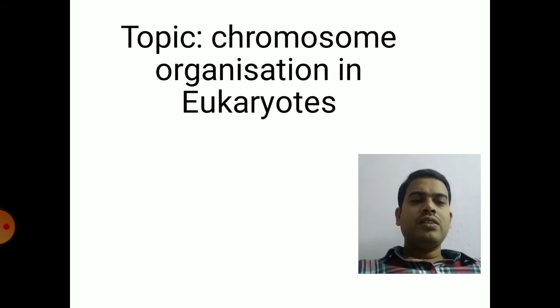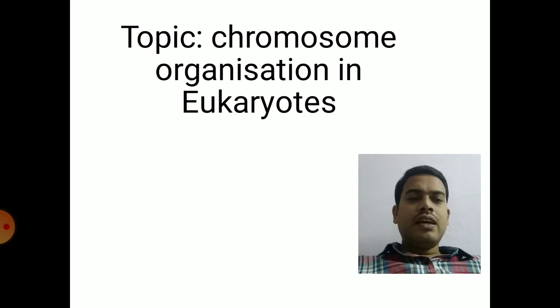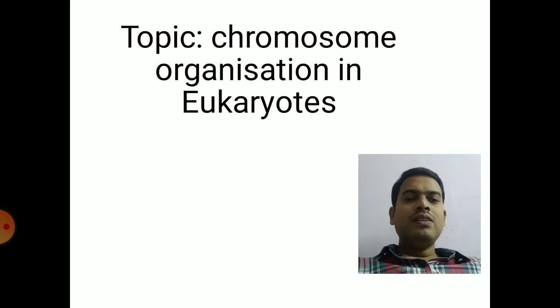Today's topic is chromosome organization in eukaryotes. In this class, we will study how the chromosomes are organized in the eukaryotes, and also we will see the types of chromosomes based on the centromere, and we will add a note on specialized chromosomes, that is Lampbrush and Polytene chromosomes.